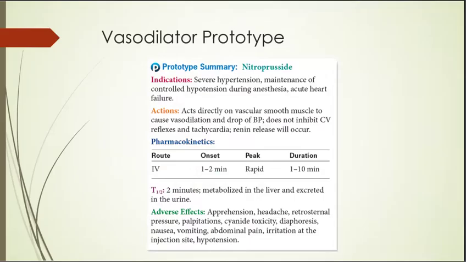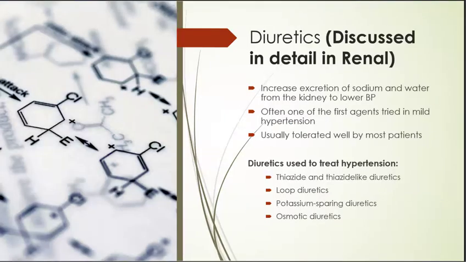Please pause your screen so that you can see the prototype for vasodilator. It is nitroprusside. Diuretics will be further discussed in detail in other slides related to renal. But example medications that will be used are thiazide or thiazide-like diuretics like hydrochlorothiazide, loop diuretics like furosemide, potassium-sparing diuretics like spironolactone or eplerenone, and osmotic diuretics like mannitol.